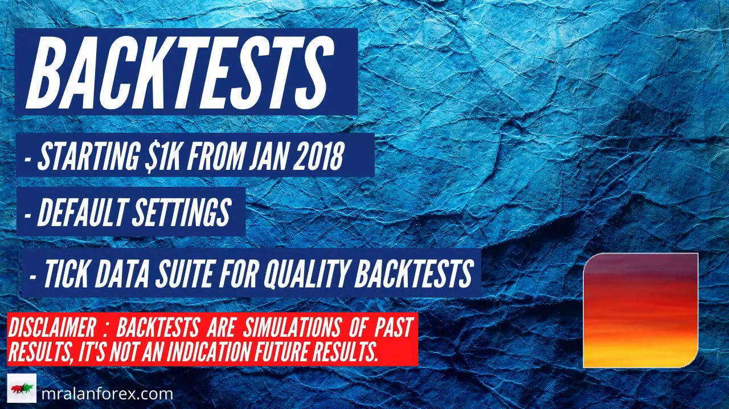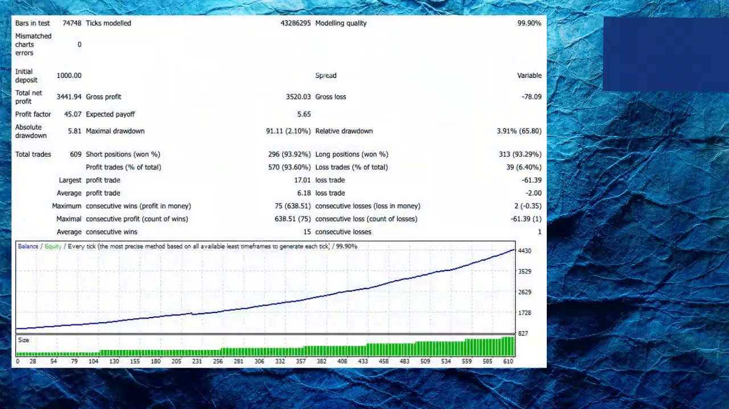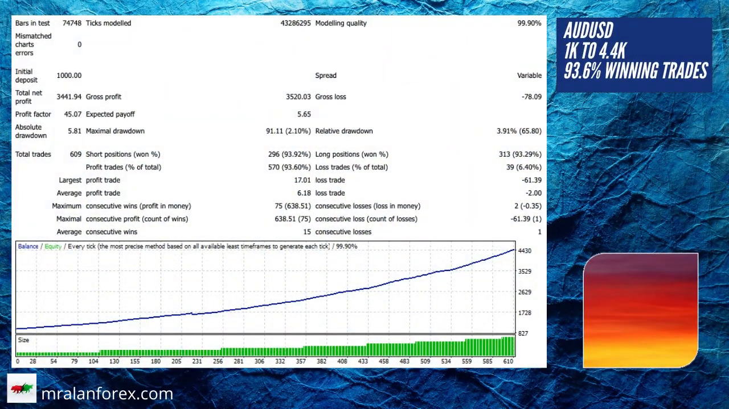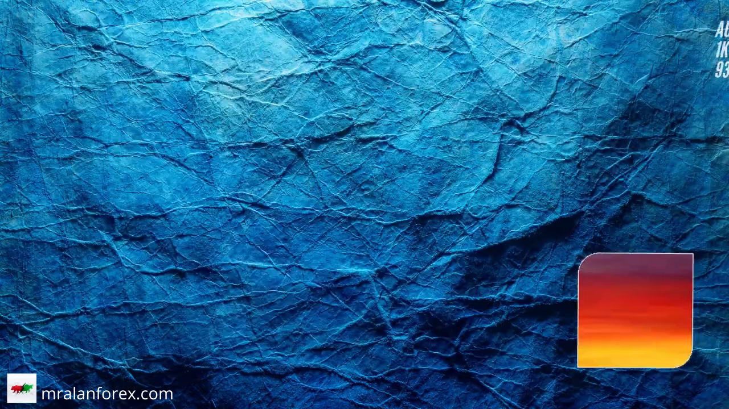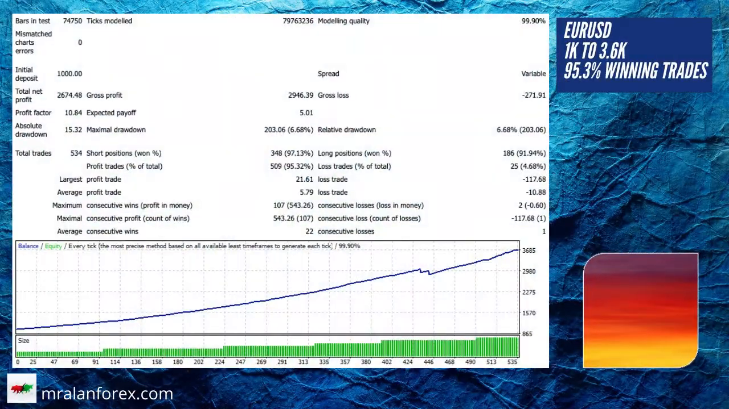Moving on to the back tests. We'll be running all of the back tests for the recommended pairs, starting with $1,000 from January 2018 until December 2020, a good 24 months. I'll be using Tick Data Suite to ensure good data quality for the backtests. Firstly, Aussie dollar: a very nice looking equity chart growing from 1k to 4k, 609 trades, and 93.6% of these are winning.